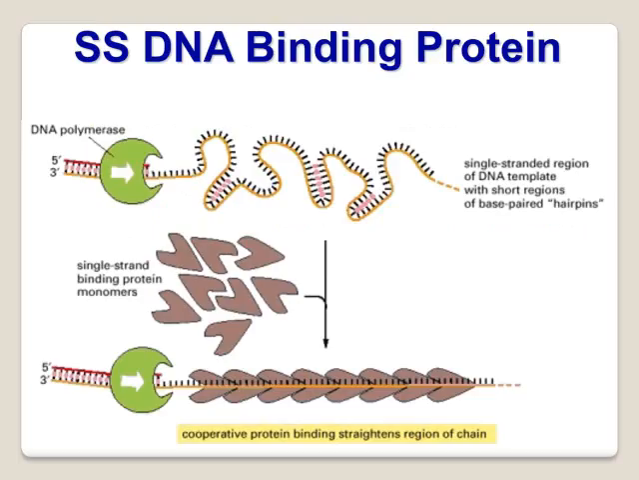This is a picture of single-stranded DNA binding protein. Without the DNA binding protein, DNA polymerase will read through and then stop right here, where you have loop formation of double-stranded regions. So that's why the single-stranded binding protein binds to it, to keep it single-stranded.